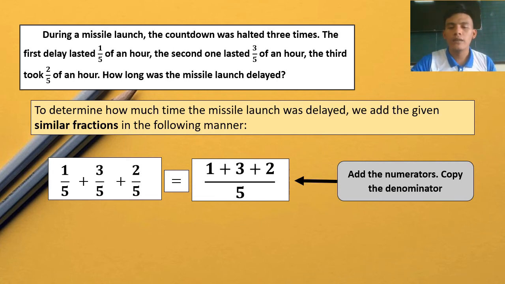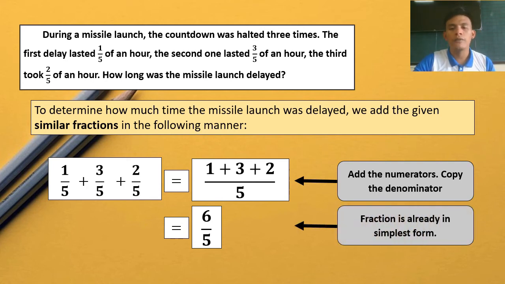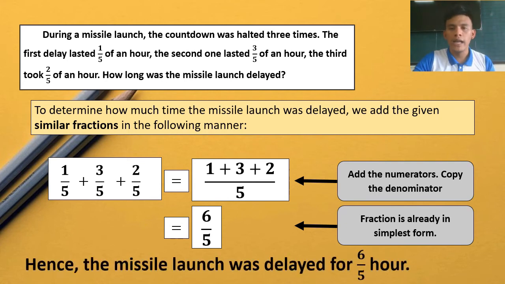1 plus 3 is 4, plus 2 is 6, and our denominator is 5, and our answer is 6 over 5. 6 over 5 is already in simplest form. And if that's so, that is already our final answer. Hence, the missile launch was delayed for 6 over 5 hours.